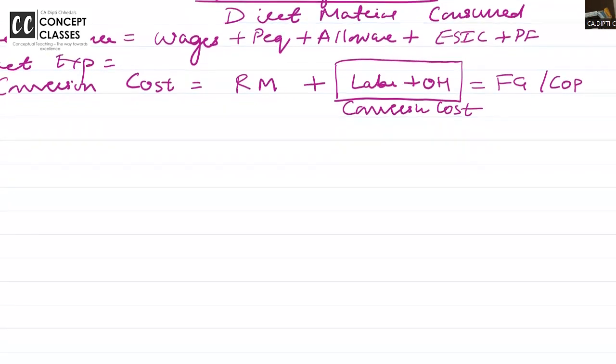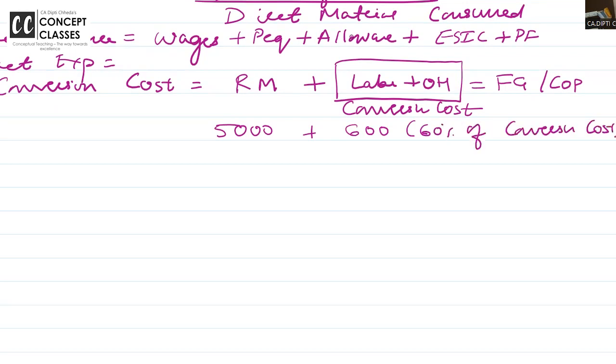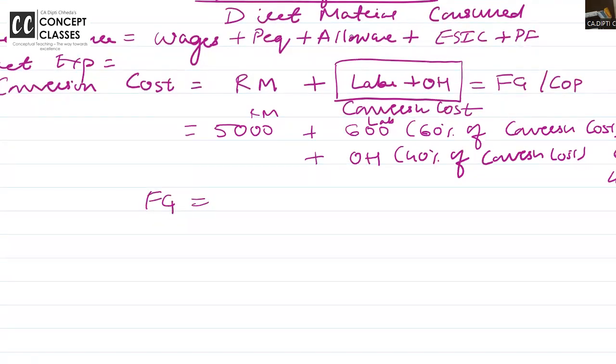Ma'am, how is it useful in the exam? Suppose in the exam they give you raw material is 5,000. Labor is 600 rupees and it is 60% of conversion cost. If labor is 60% of the conversion cost, then can I say overhead will be 40% of the conversion cost? Is it making sense? If 60% is 600 labor, 40% will be 400, the overhead. And so our finished goods or cost of production will be 6,000.